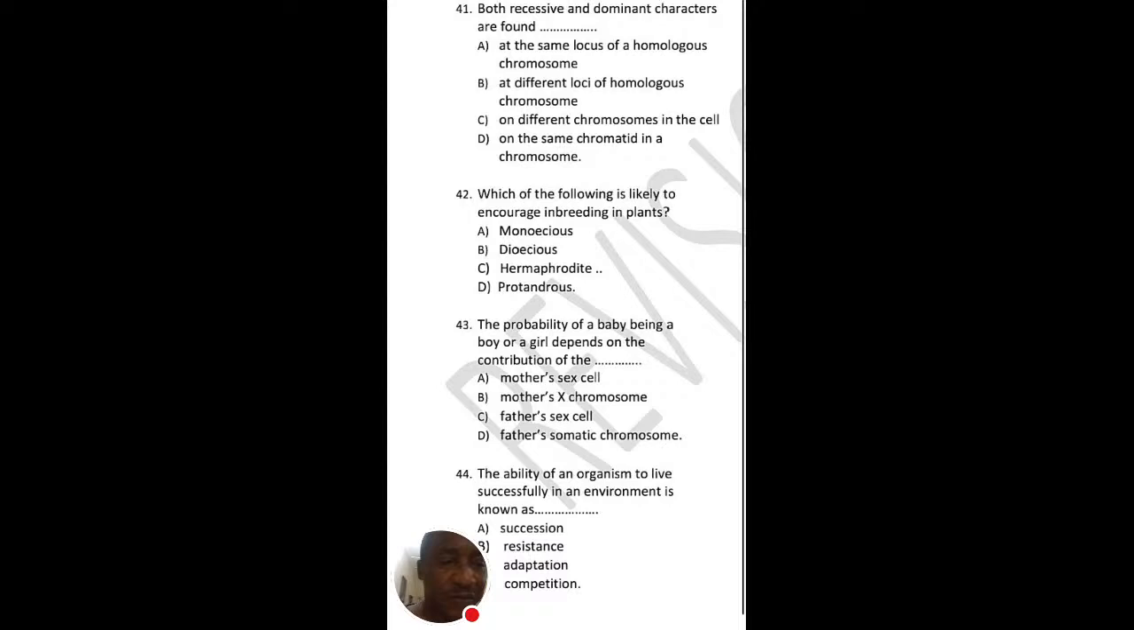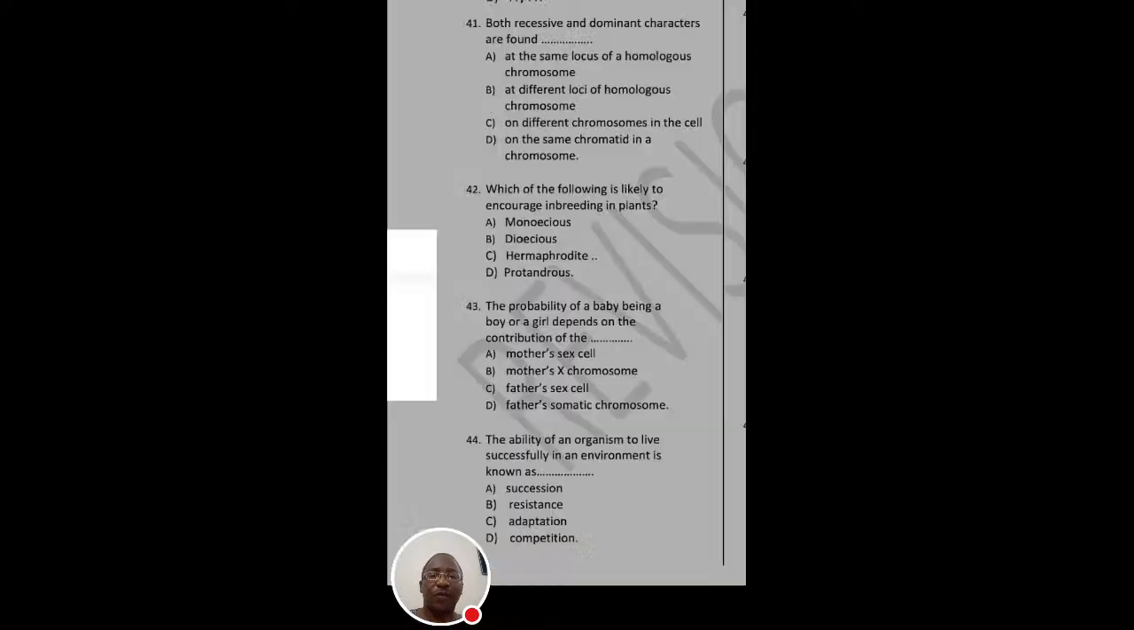The correct answer definitely is adaptation. Ability to develop structures for survival in an environment is called adaptation. That's why the correct answer there is adaptation. Okay? And let's move on to number 40.